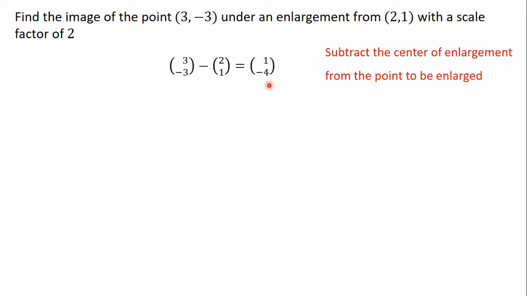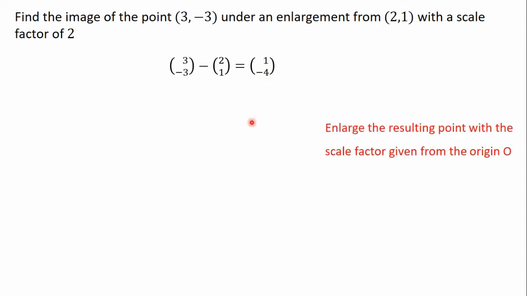Let's move on to the second step. The second step says that we should enlarge the resulting point. The resulting point is 1, minus 4. So we should enlarge the resulting point with the scale factor given from the origin. So we are going to enlarge 1, minus 4 with the scale factor given, which is 2, from the origin.